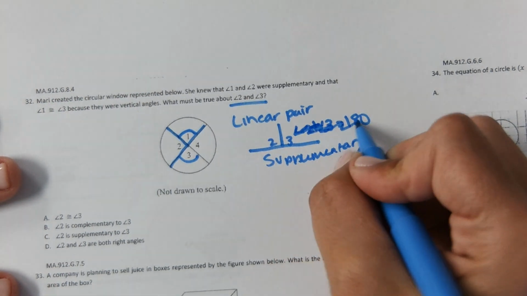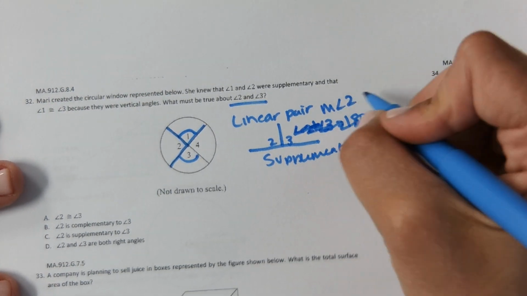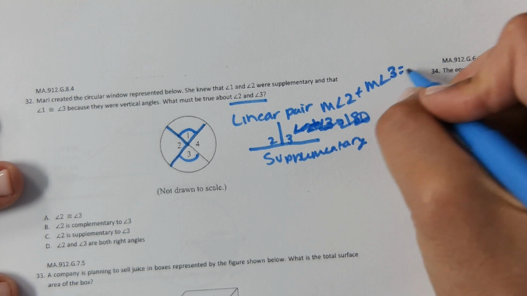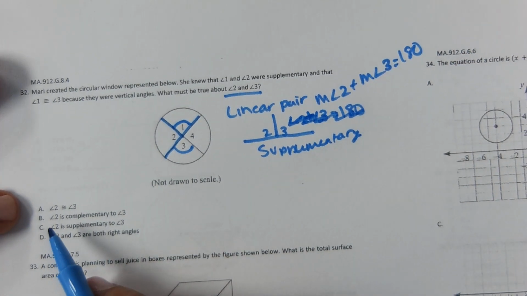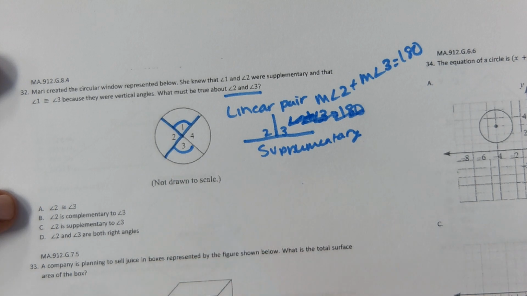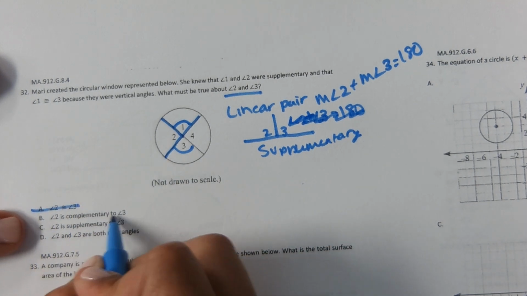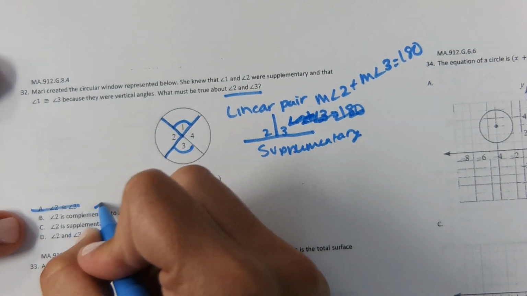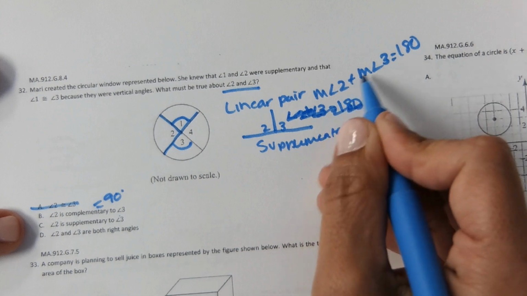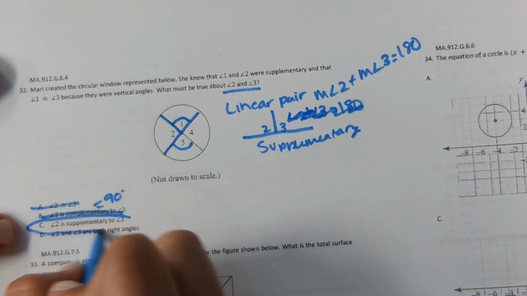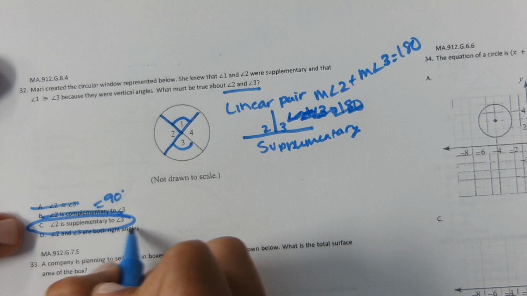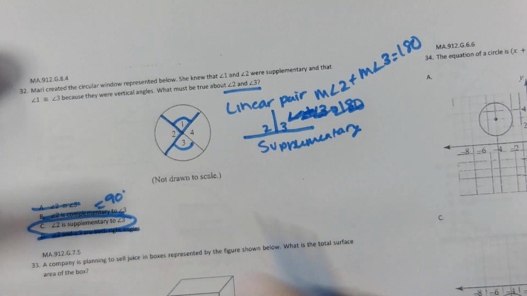Supplementary. So that's what I'm probably looking for. Sorry, that looks kind of not clear. Measure of angle 2 plus measure of angle 3 must equal 180. Okay. So are 2 and 3 equal? Maybe, but we can't prove it. 2 and 3 complementary? No, complementary means they add to 90 degrees, but they actually add to 180. So no. 2 and 3 are supplementary, probably. 2 and 3 are both right angles, maybe, but we can't prove it. So it's just C. Okay.